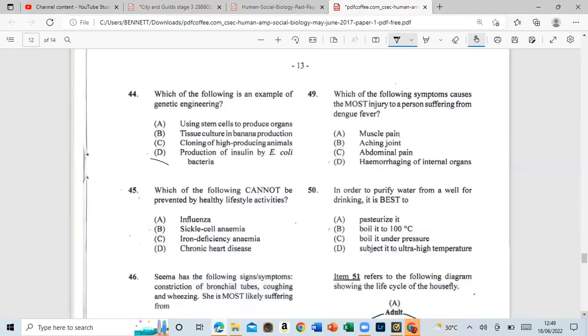Three quarters there, guys, 75%. Which of the following cannot be prevented by healthy lifestyle activities? And that would be things with the cell. That's where you live. All right, so let's move on to 46.